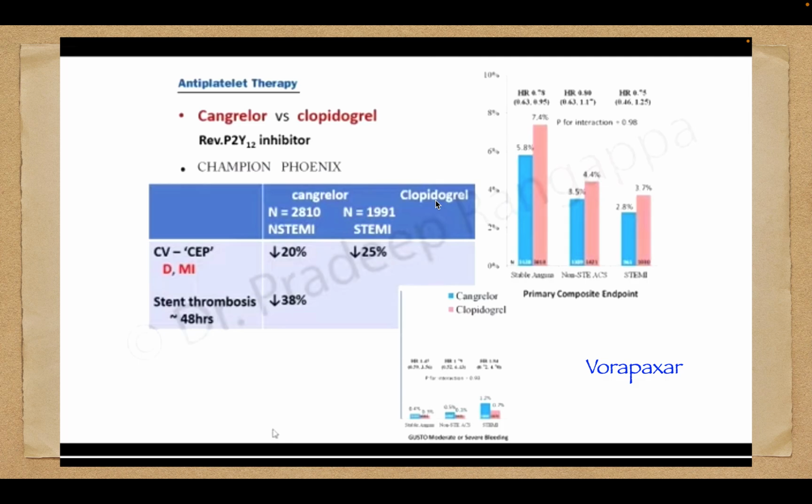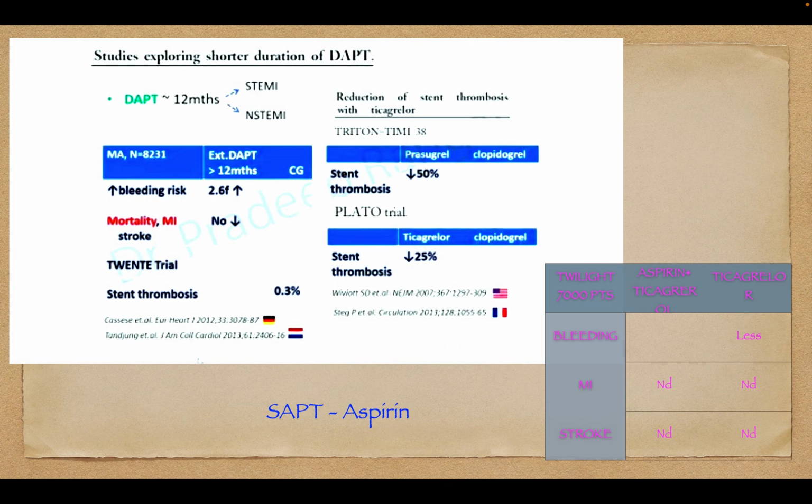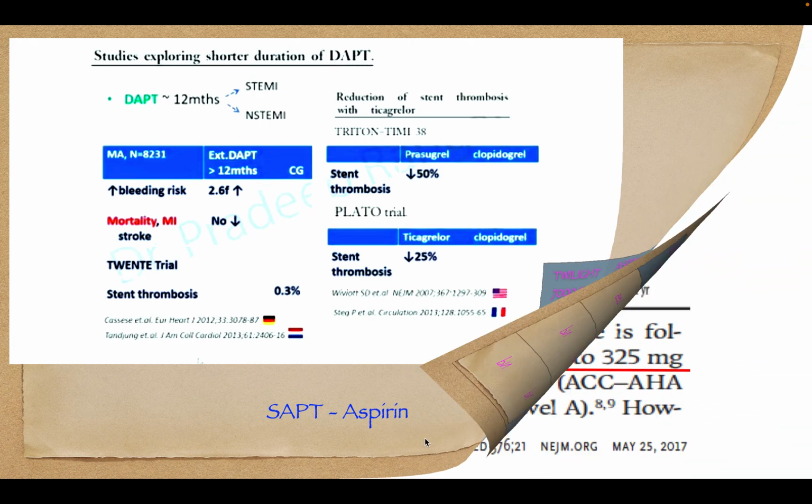but we need to actually remember this. As far as the duration is concerned, as we know, standard DAPT for 12 months, both in STEMIs and non-STEMIs. There is increase in the bleeding risk when it is continued beyond 12 months. And of course, the other agent in the form of prasugrel, which decreases the stent thrombosis rate by about 50%, and ticagrelor, which will decrease the stent thrombosis by about 25%. But remember, the single antiplatelet therapeutic agent will always be aspirin.